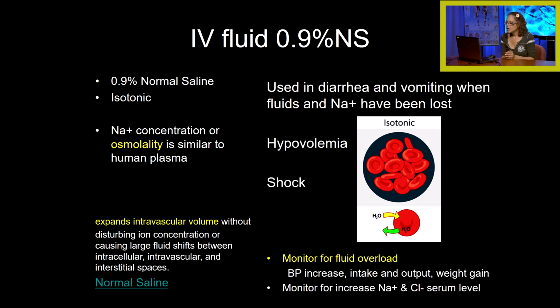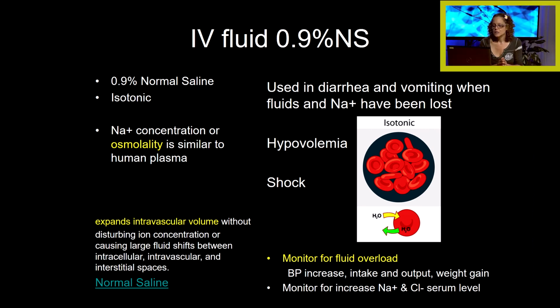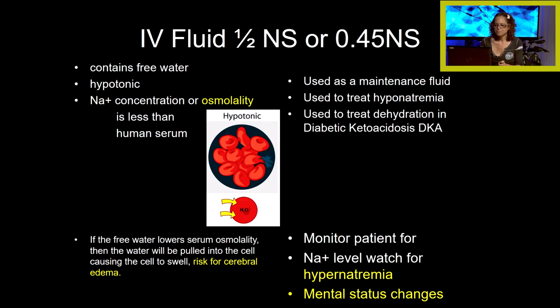And so we said before that 0.9 was isotonic. We're going to talk a little more about that in a little bit. The half normal saline, or 0.45%, is used as a maintenance IV fluid. It's used to treat hyponatremia. Okay, this is low sodium. It's used to treat dehydration in diabetic ketoacidosis. And so what we've got here is a hypotonic solution. It does contain free water. Okay? And the sodium concentration, or the osmolality, is less than human serum.